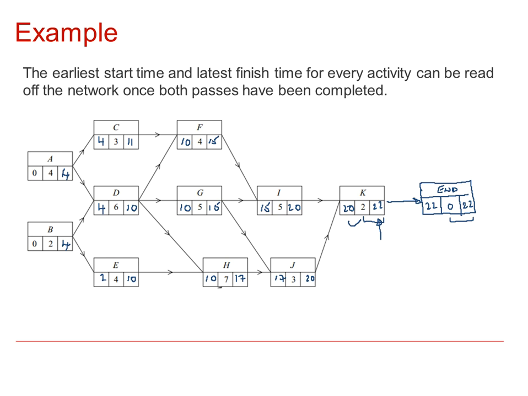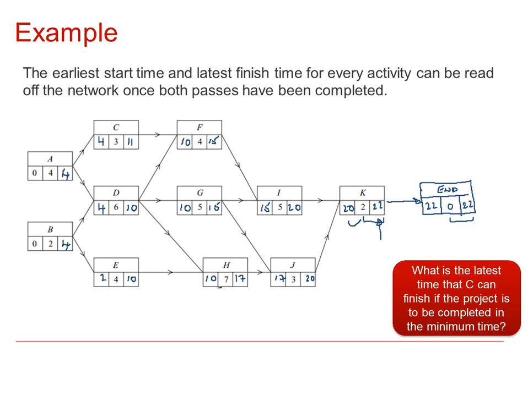Well, once we've done our analysis, we might ask a question. For example, we might say, what's the latest time that C can finish if the project is to complete in the minimum time? Well, we can see that directly from the diagram, and it's 11. What about, sorry, what's the latest time that C can start if the project is to complete on time? Now you can see that it's got to be finished by time 11. And if it's got duration 3, it could possibly start at time 8 and still be okay.